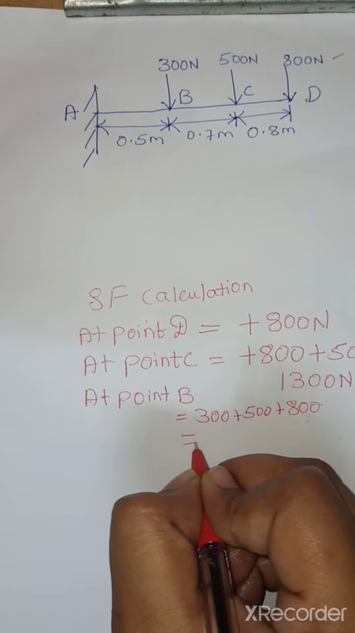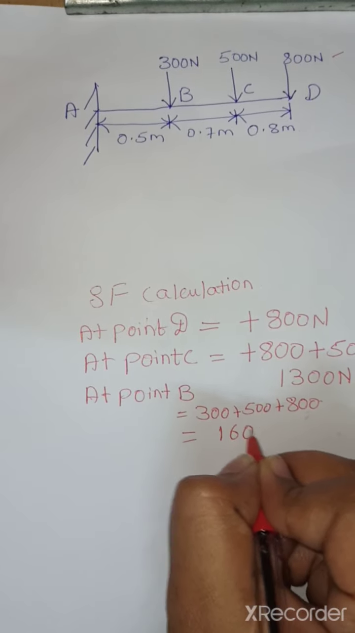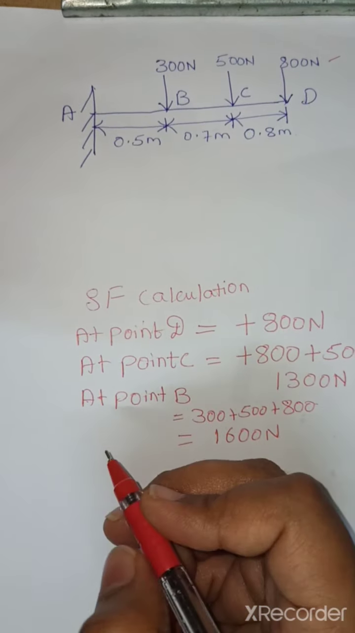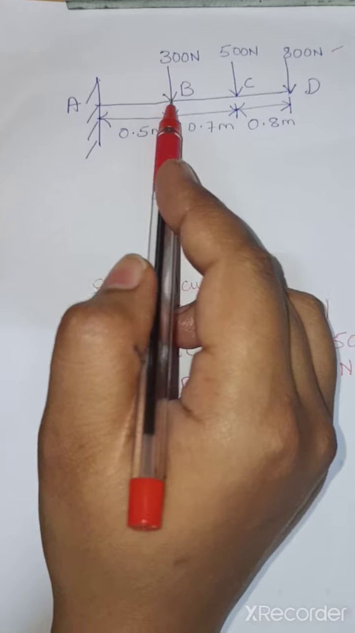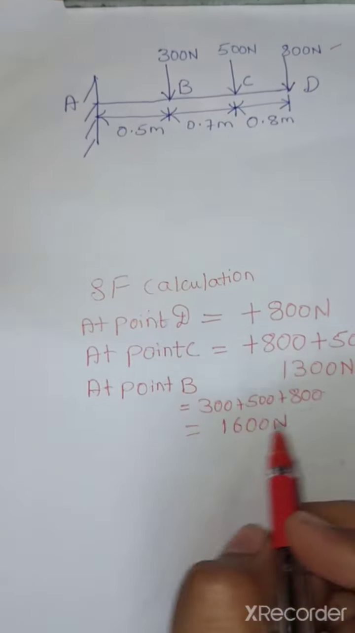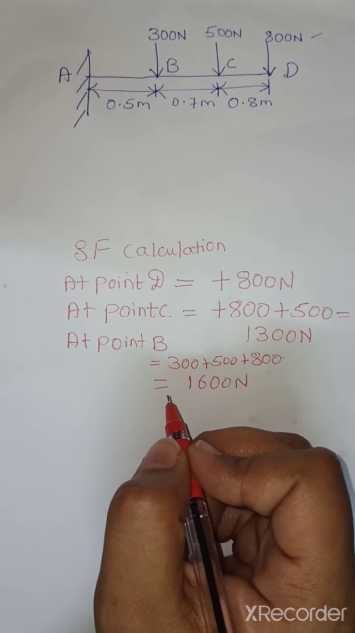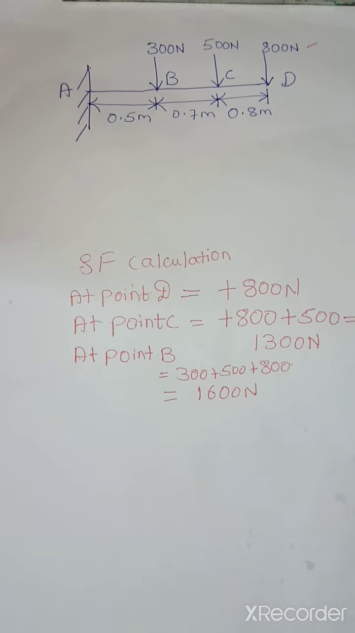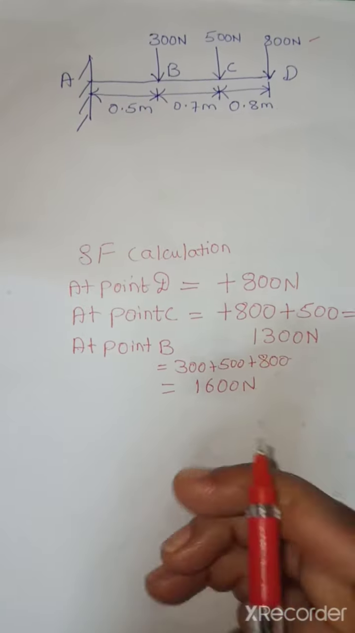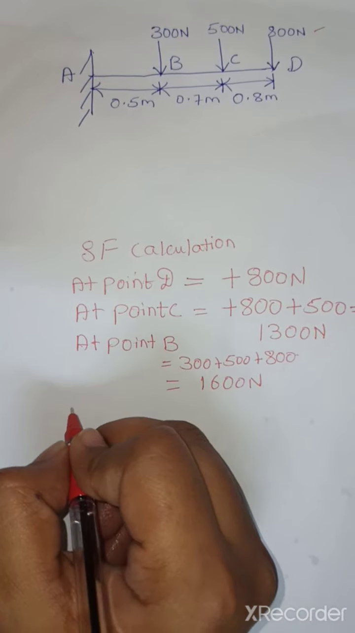So it is nothing but 1600 Newton. Therefore the shear force at point B is 1600 Newton, a positive value, because we are taking from the right hand side, where a downward direction force is considered positive.